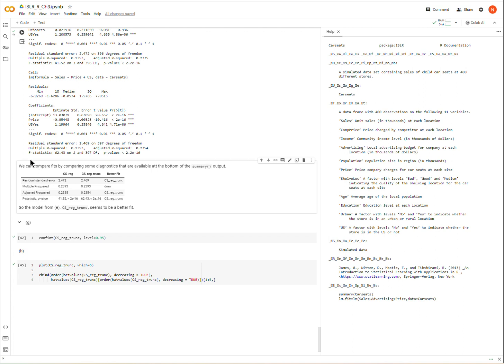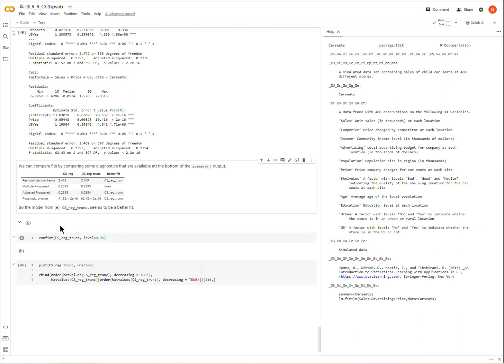And then the last one we might use is the F statistic, as well as the p-value associated with the F statistic. The higher the F statistic, the better the model is doing at fitting the data, roughly, and we see that the second model has a higher F statistic, similar p-value.